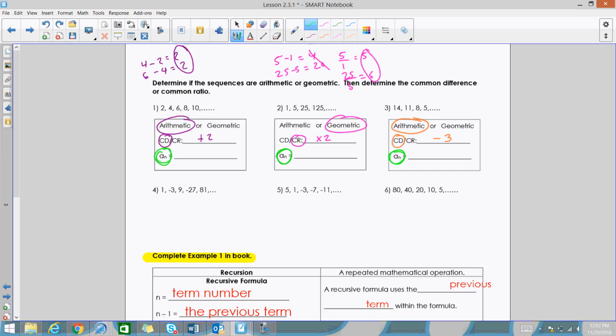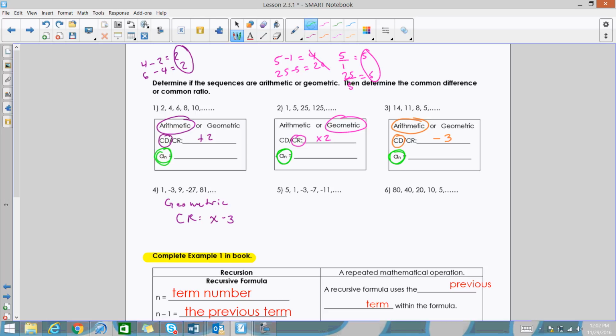Number 4 is a multiplier, so it's geometric. So geometric, and your common ratio is multiplying by negative 3. Right? And I know it's negative because it's changing the numbers. Positive, negative, positive, negative, positive, negative.